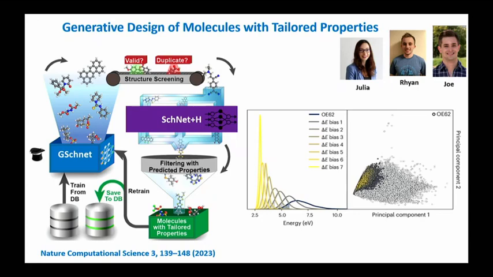So if you look at this plot, you can see the distribution of fundamental gaps, the difference between ionization potential and electron affinity, for 50,000 molecules we predict with the original model. Then we take the 10% with the lowest fundamental gap and we retrain. So we make a new prediction. Now the distribution has shifted. And we do it again and again and again.